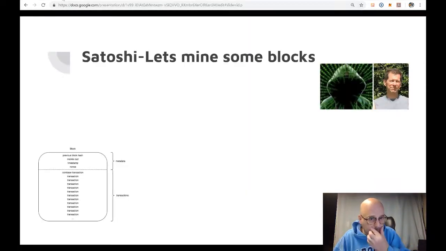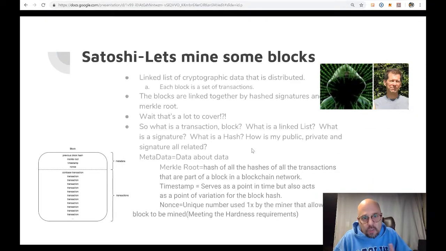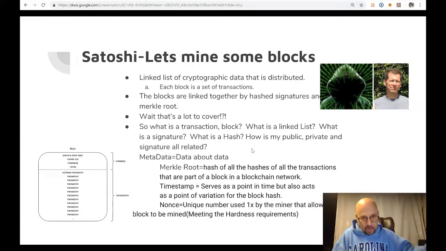Okay, so let's go back and talk about Satoshi and what it is that Satoshi was doing. When we think about a distributed ledger, it's just a linked list, right? It's a list of, hey, these are the transactions that I say are good. They're in this block. Here are the transactions that you say are good. They're in your block. And then we're showing them to each other, saying this is the set of transactions. We're comparing information amongst the peers.